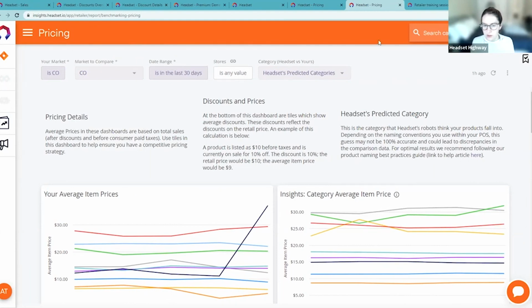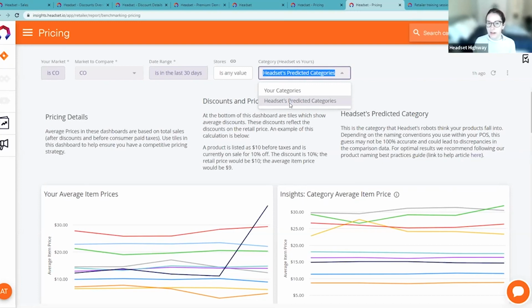Now our categories, so a little bit of explanation on our categories. So you're going to see your categories or Headset's predicted categories. Some information about Headset's predicted categories. What this is doing is really, in order to create our Headset Insights market reads, Headset classifies products into a standardized taxonomy. So every cannabis product gets assigned one of the 9 categories. So within your retailer data, that's presented with the categories from your stores coming through your point of sale system. But our predicted categories are the categories that Headset robots think that your categories fall into, basically.